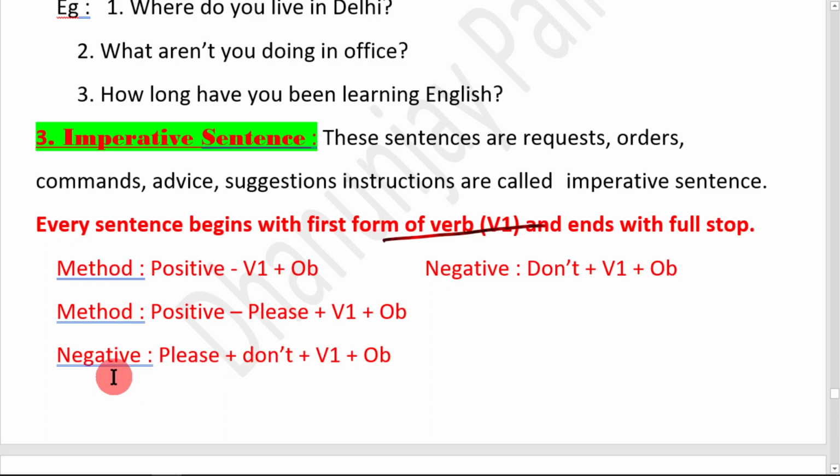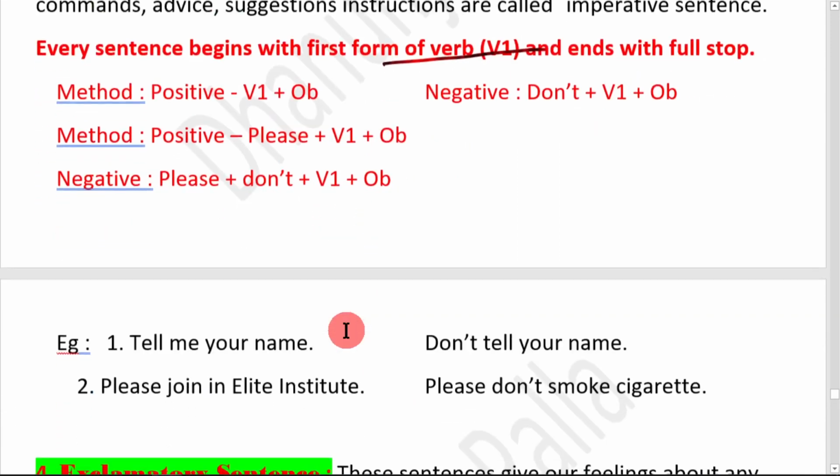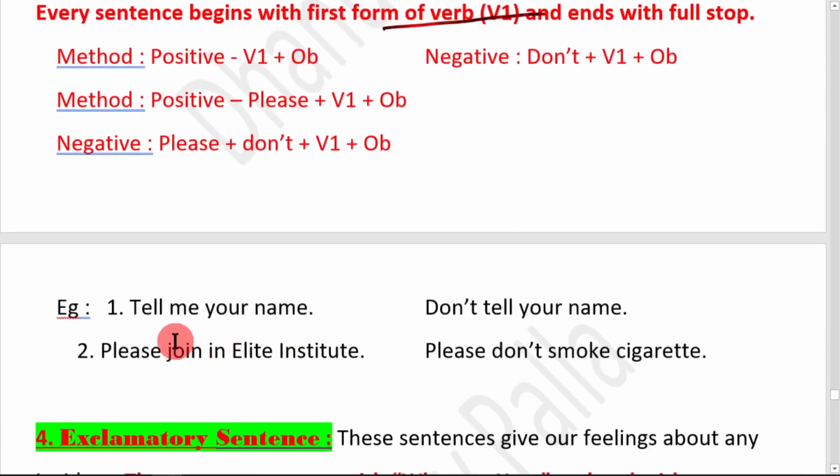Negative request sentence formula is please plus don't plus V1 plus object. For example, please don't smoke cigarettes. Here we are making a request, and we can form the sentence using this formula. These four are the imperative sentence positive and negative methods. With the help of these methods, you can form the sentences very easily. At the same time, to identify the imperative sentence is very easy.